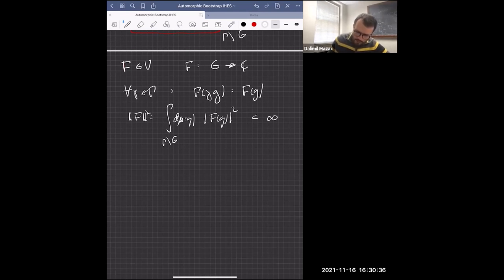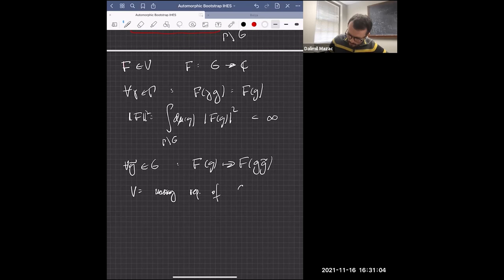And this is a unitary representation of G because for each g tilde, you can act on F by right multiplication. And this right multiplication, of course, preserves the norm because you have an invariant measure for the integration. So this makes V into a unitary representation of G. It's certainly not irreducible, but it's nice and unitary.